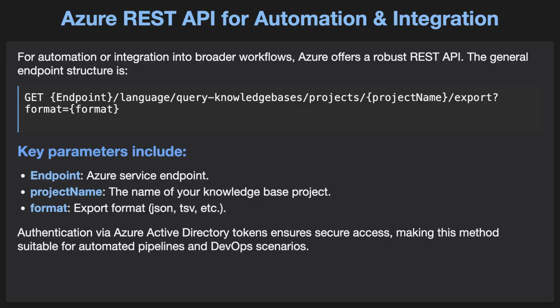For automation or integration into broader workflows, Azure offers a robust REST API. The general endpoint structure is an HTTP GET to endpoint/language/query-knowledgebases/projects/project-name/export?format=format. Key parameters include endpoint, the Azure service endpoint; project name, the name of your knowledge base project; and format, the export format, such as JSON. Authentication via Azure Active Directory tokens ensures secure access, making this method suitable for automated pipelines and DevOps scenarios.